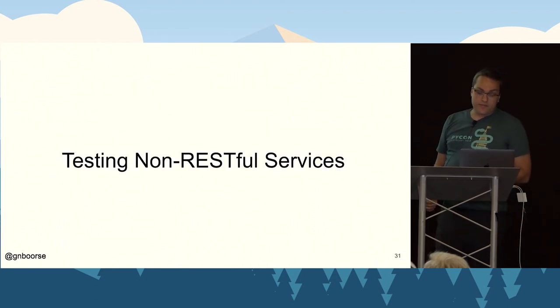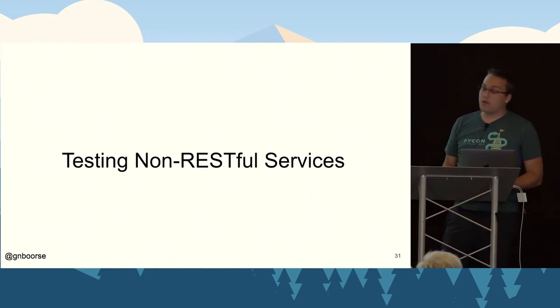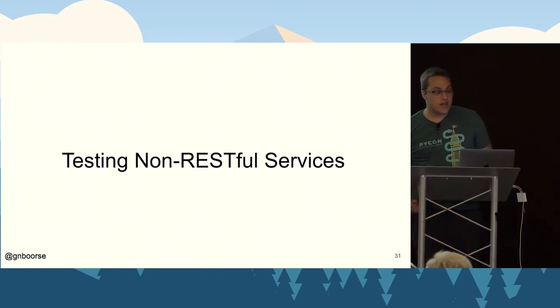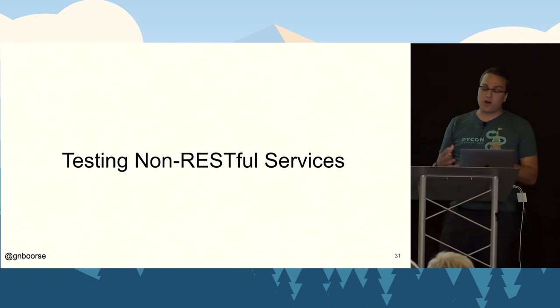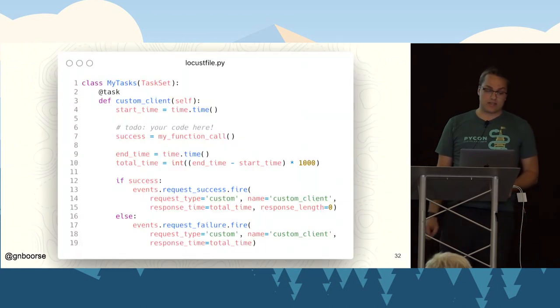And then finally, we're able to also test non-RESTful services. And this is great because there are situations where you're load testing systems that don't expose HTTP endpoints, right? We're not always dealing with REST APIs. Sometimes we're using SOAP, some kind of XML RPC, right? We might be flooding message queues, like Kafka, for instance. We might be making database calls. And so the Locust library exposes some APIs for dealing with custom non-HTTP requests.